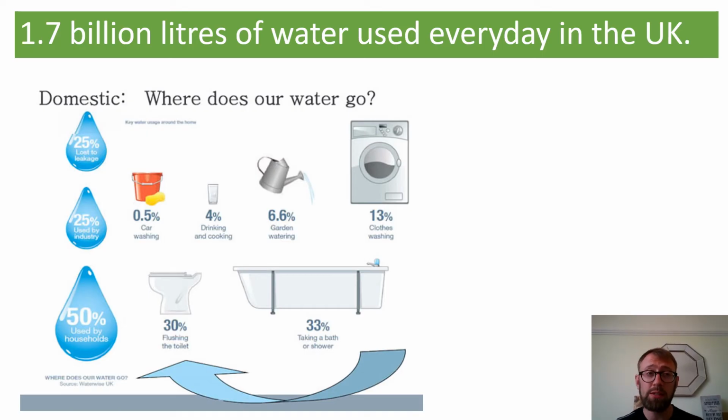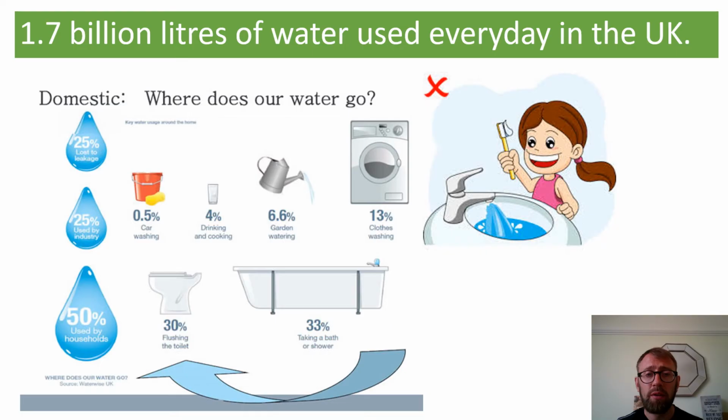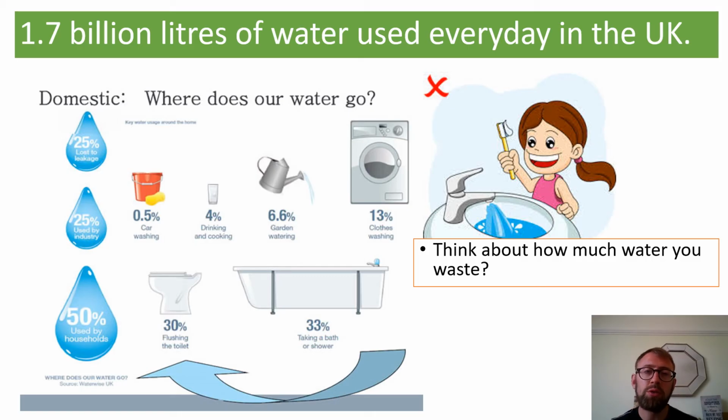And finally then, usage of water in the UK. Lots of water is wasted in the UK. 1.7 billion litres of water are used every day in the UK. Think about how much you waste at home. Do you leave the tap running when you brush your teeth? Don't. Turn the tap off. Save water. So think about other ways you use water during the day and how you could try and reduce it.